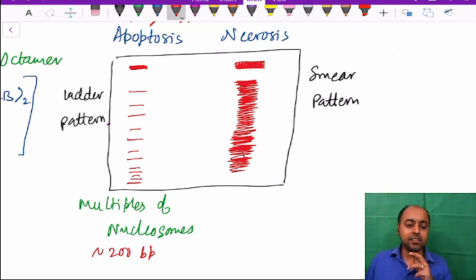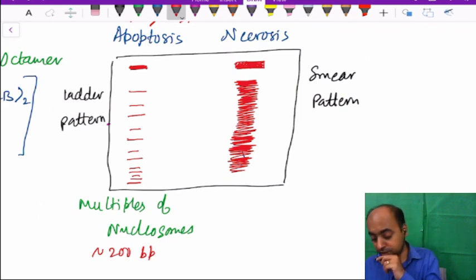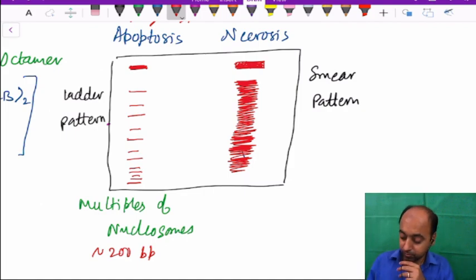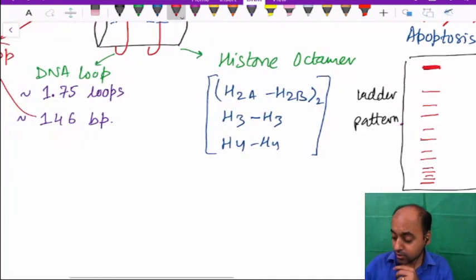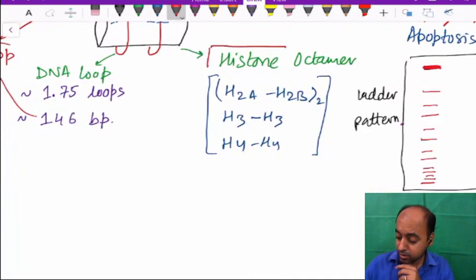Please note that these ladder and smear patterns are not exclusive for apoptosis and necrosis. Sometimes in apoptosis you may see the smear pattern, and sometimes in necrosis also you may see the ladder pattern, but more or less this is the trend that we see in apoptosis and in necrosis. This is about the nucleosomal structure. Now let us talk a little bit about the histone.